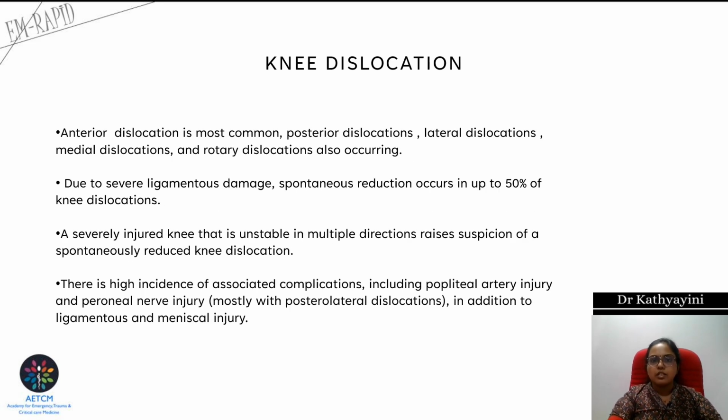Next is the knee dislocation. The knee dislocation is commonly seen as an anterior dislocation, but there can be posterior, lateral, medial, and rotatory dislocations. Due to severe ligamentous damage, spontaneous reduction mostly occurs in a knee dislocation. About 50% of patients will have a spontaneous reduction after a knee dislocation. A severely injured knee that is unstable in multiple directions raises the suspicion of a spontaneously reduced knee dislocation. There is a high incidence of associated complications, including popliteal artery injury and peroneal nerve injury, mostly with posterior dislocations, and there can also be associated ligamentous and meniscal injuries.